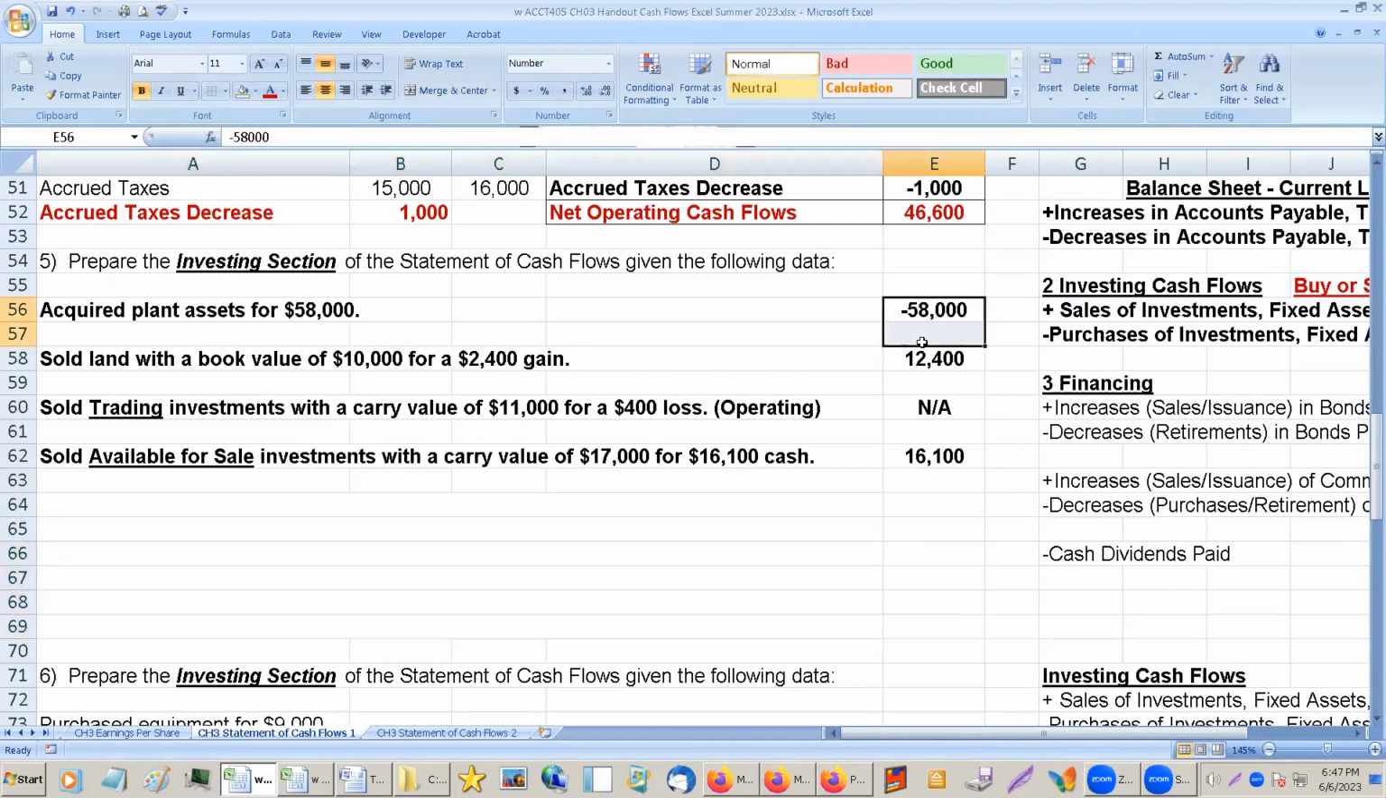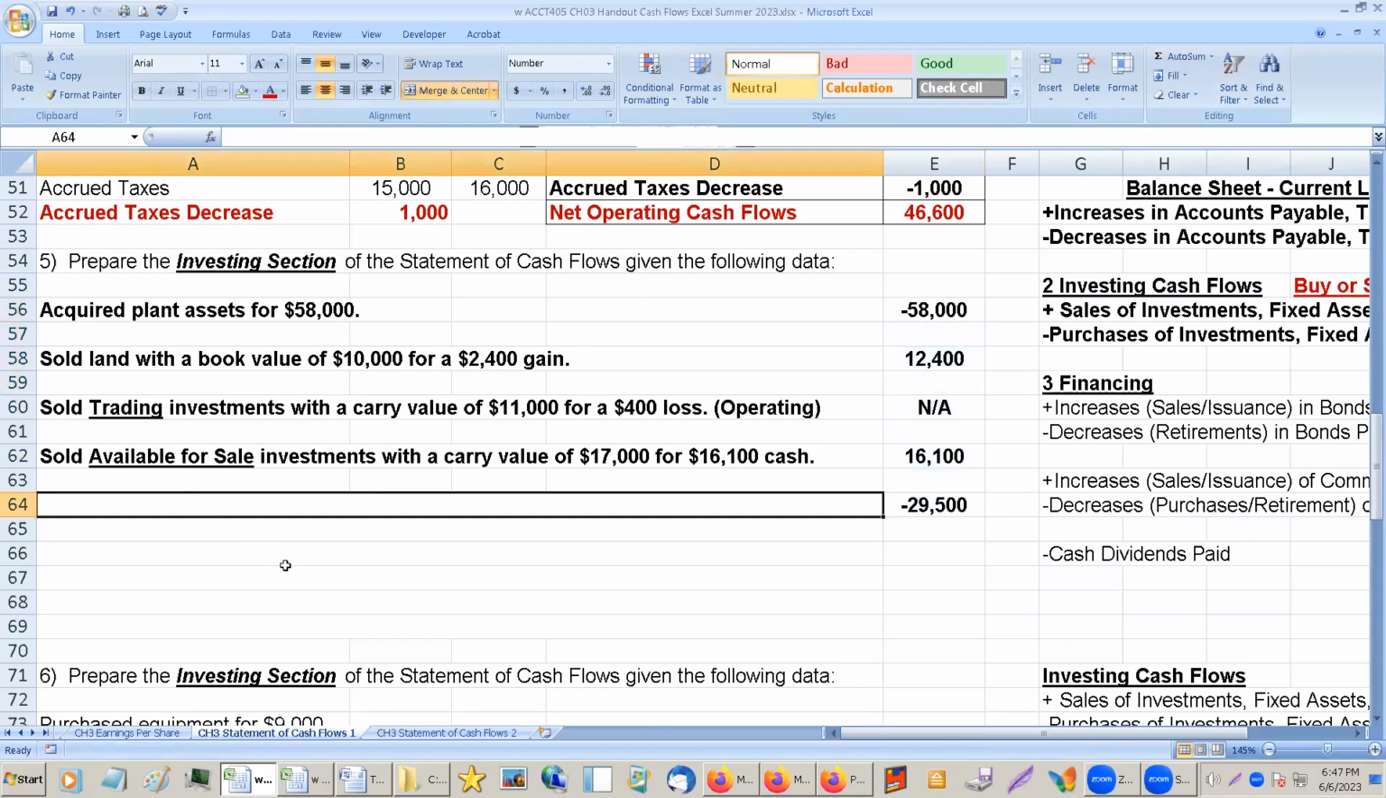I'm just going to add these up. So this will be our net investing cash flow. So investing is, the thing about investing is for long term.